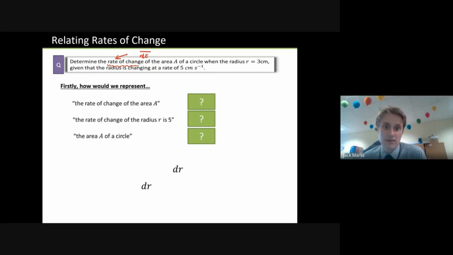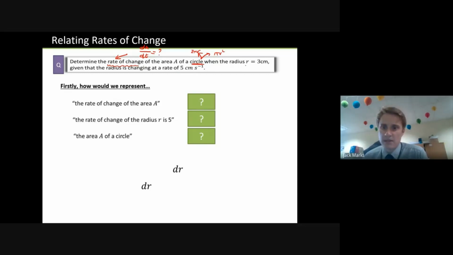So determine the rate of change of area. Aha. So area as time changes. They want us to find this one out. Of a circle. Circle, okay, that might be important because we know some stuff about circles, don't we? That may be pi r squared or 2 pi r or something like that. Let's have a think about that one in a moment.